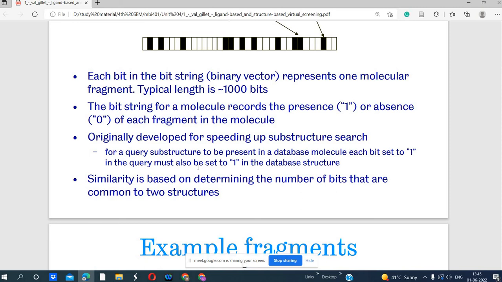So the bit string for a molecule records the presence or absence of each fragment in the molecule. Here 0 means absence, it doesn't show the presence. Only 1 shows the presence of the fragment. If it is 1, it shows presence of the fragment. If it is 0, it shows absence of the fragment. Now it is clear.